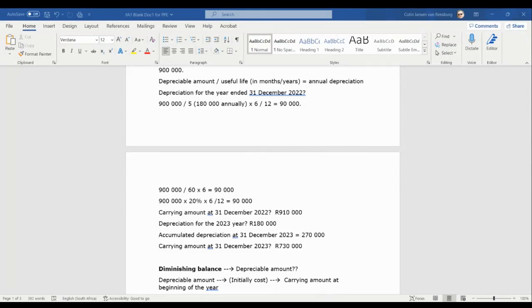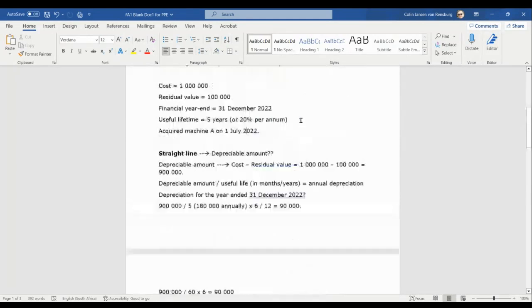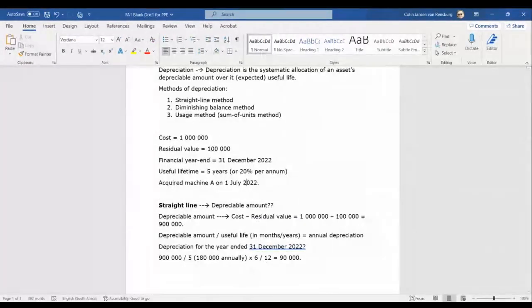What is our depreciable amount? Maybe I can just scroll up again to display it. What is our depreciable amount at the 31st of December 2022 if we are using the diminishing balance method? It is going to be equal to the cost in the very first year. So it's going to be 1 million.